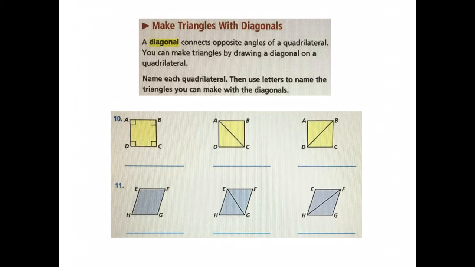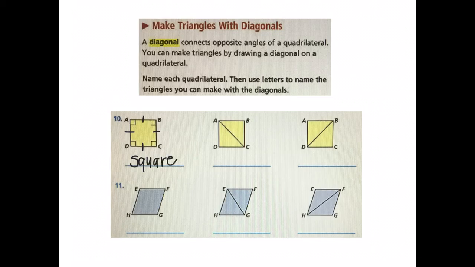Here you'll see how triangles are made when splitting a quadrilateral with a diagonal. Here it says, a diagonal connects opposite angles of a quadrilateral. You can make triangles by drawing a diagonal on a quadrilateral. So for the directions here, it says to name each quadrilateral, then use letters to name the triangles you can make with those diagonals. So the first quadrilateral I have here is quadrilateral ABCD, and it looks to me as if these are all congruent sides, so this is a square.